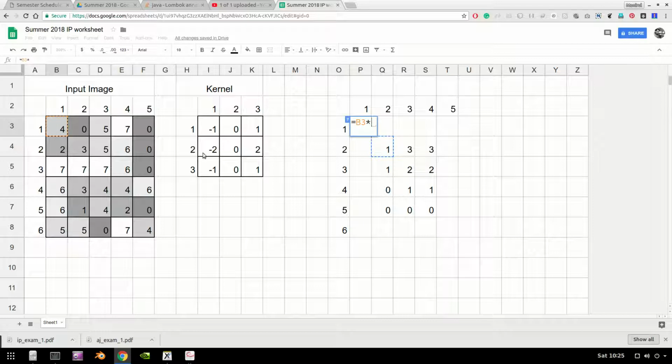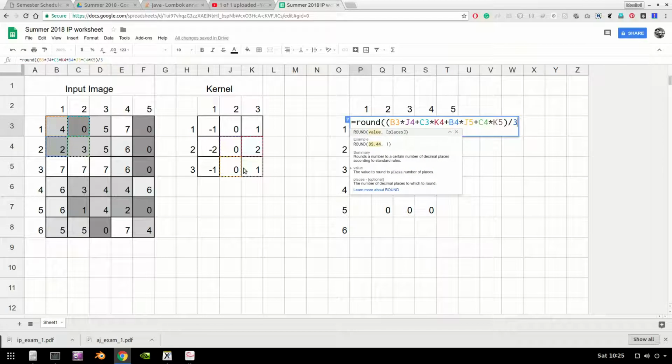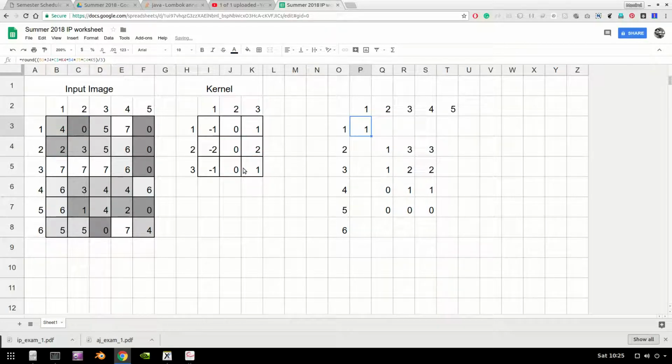Four times this plus 0 times 2 plus 2 times 0 plus... So we got a 3 in here, and we have to divide it by how much? 2 plus 1, 3. Divide by 3. So then 1, and then round it up. We got 1 in here.